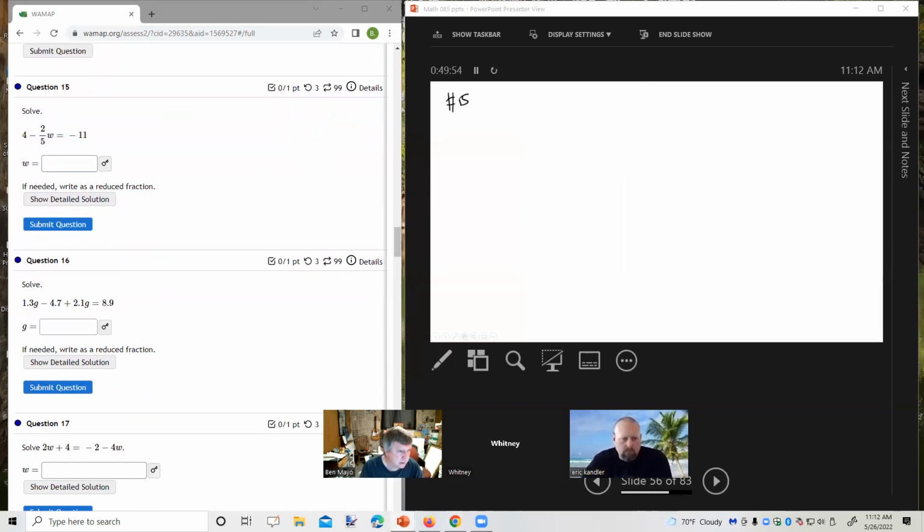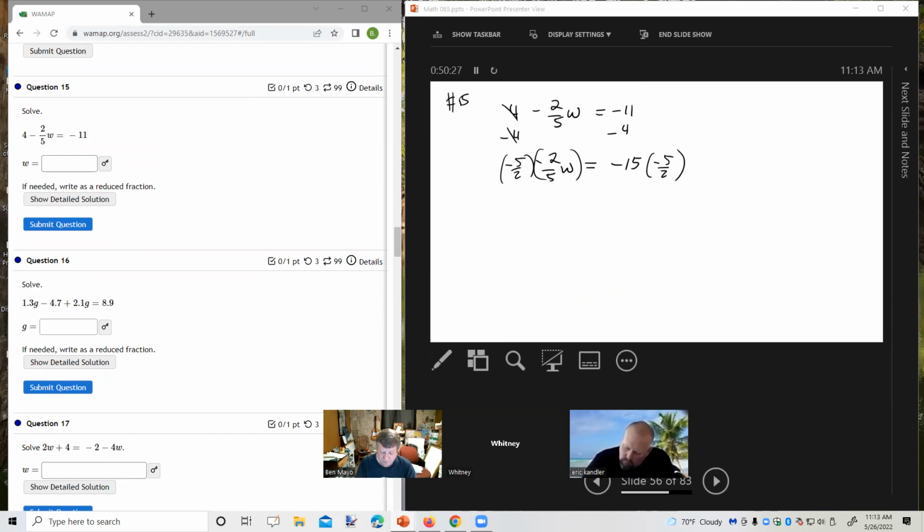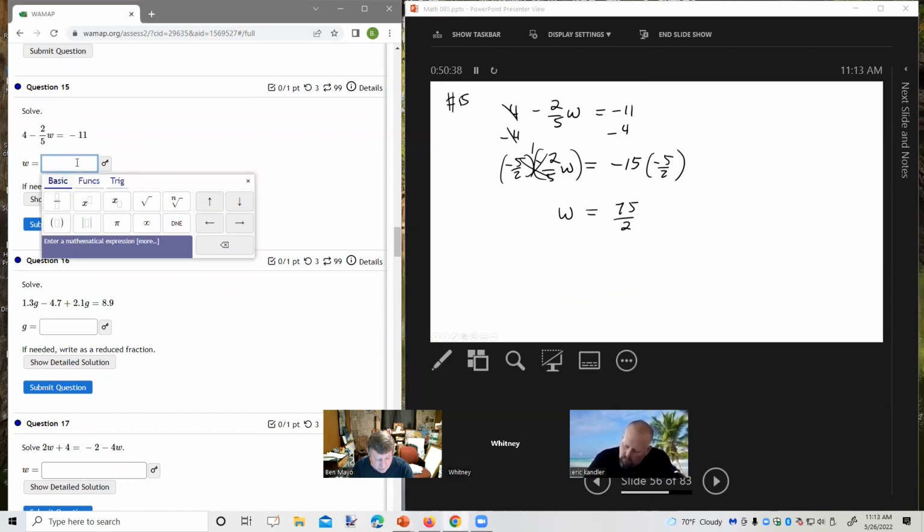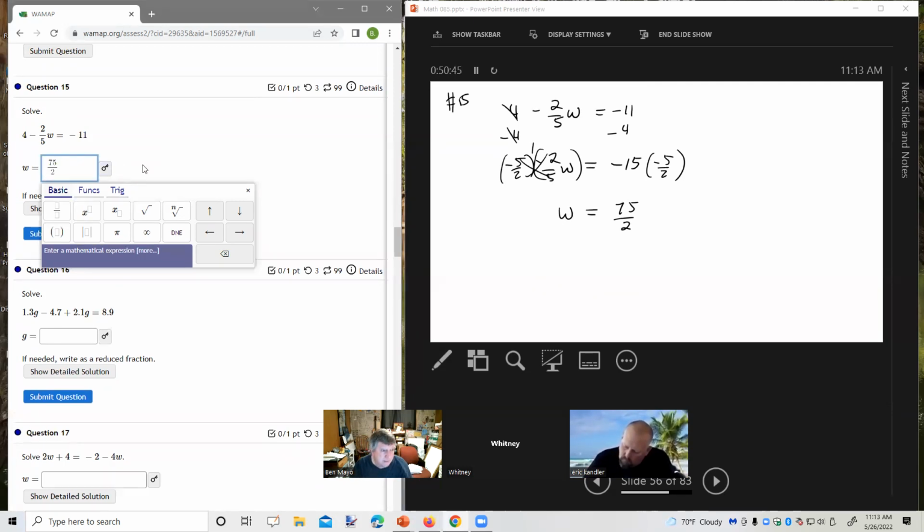Number 15, 4 minus 2/5 w equals negative 11. Isolate the variable term by subtracting 4 from both sides of the equation. Negative 11 minus 4 more is negative 15. Now I have a coefficient that's a fraction. So I'm going to multiply both sides by the reciprocal of negative 2/5, which would be negative 5 over 2. So this reduces down to 1 times W, or W, and this becomes 75/2. So W equals 75/2.